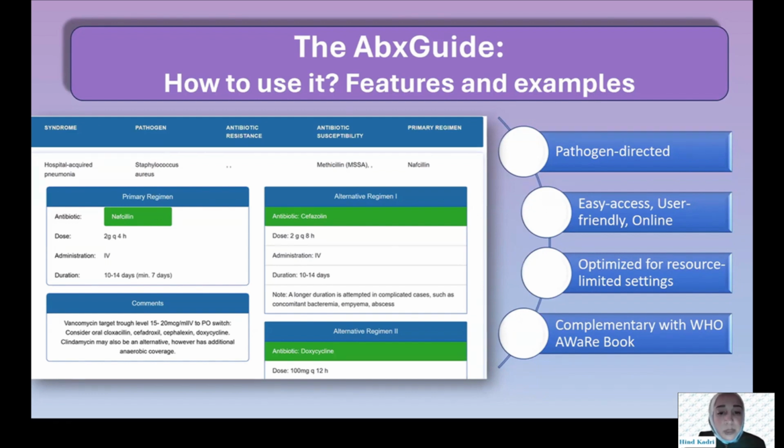And we proposed alternative regimens. Mainly, we concentrated on having a beta-lactam and a non-beta-lactam antibiotic in case of allergy. And we had some comments in the comment section for additional information. So it is pathogen directed, it's user-friendly, it's free, and it's optimal for limited resources.